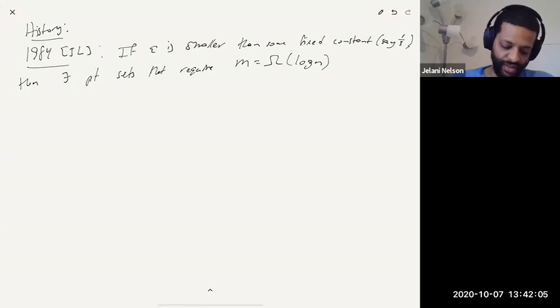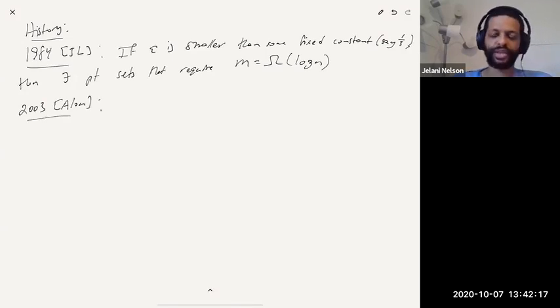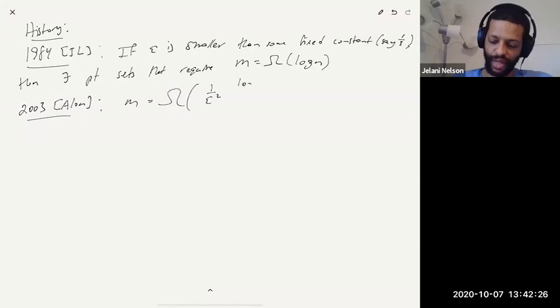And then Noga Alon, in 2003, showed that there exist point sets that require m to be at least 1 over epsilon squared log n over log 1 over epsilon.